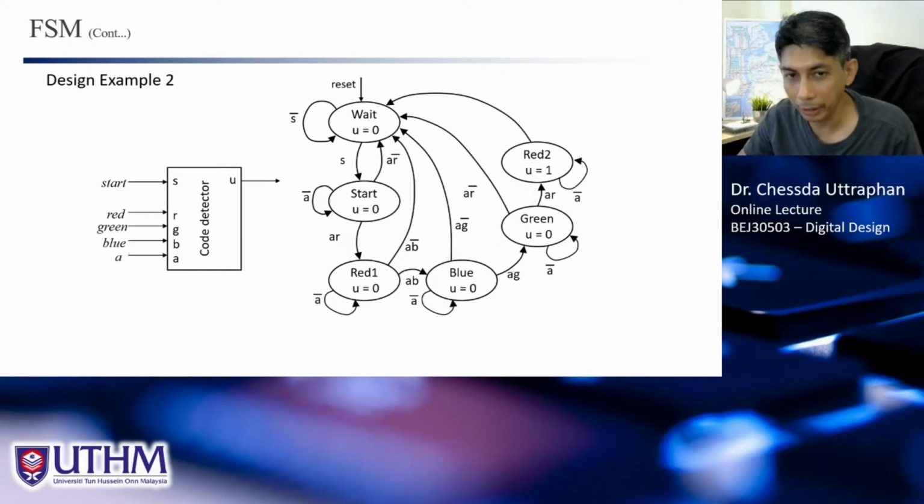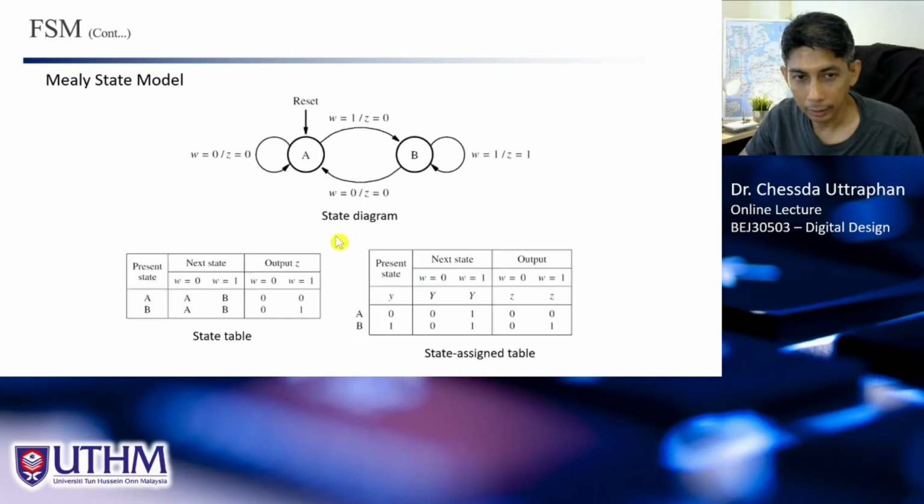What is the difference between Moore and Mealy in terms of state diagram? Look at the output. Here you see the output. U is the output, right? The output is inside the state. So this is Moore. Okay, let's go back.